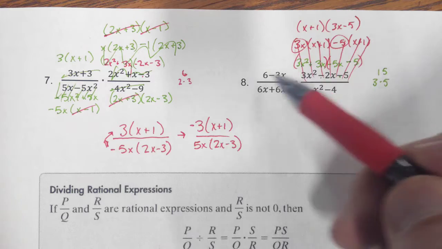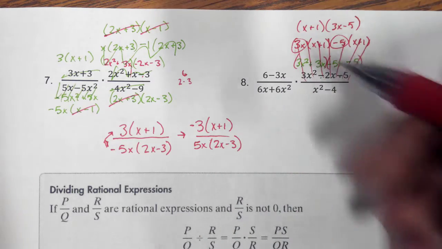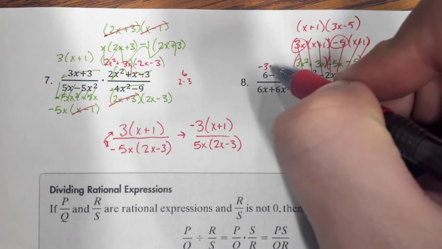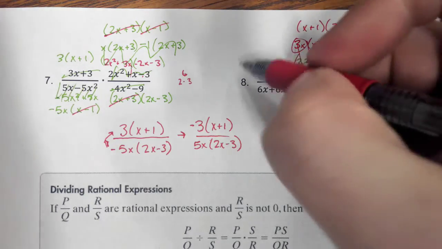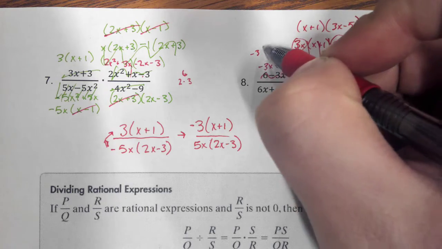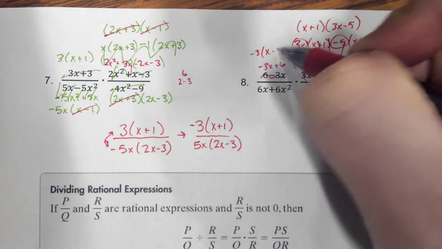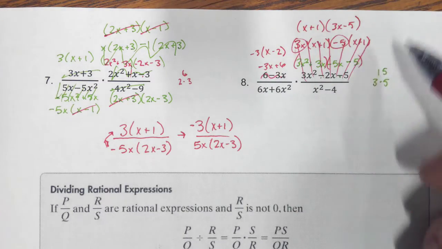This one, much like the previous one, is not quite in the right order, so I'm going to think of it as negative 3x plus 6. And then we're going to factor out that negative 3 that's in common. So negative 3 divided by negative 3, that's going to leave you with x minus 2. All right, I'm done with the numerators.